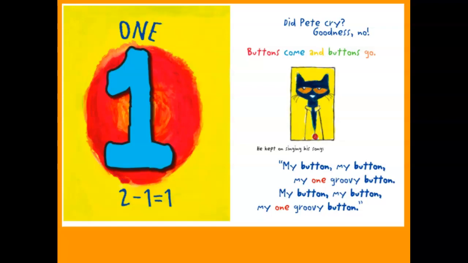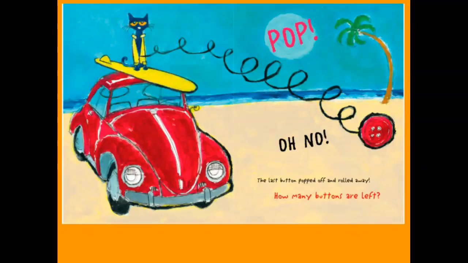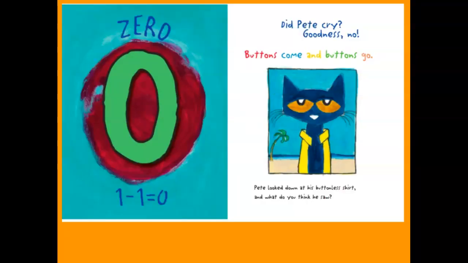My button, my one groovy button. Pop! Oh no! The last button popped off and rolled away. How many buttons are left? 0. 1 take away 1 equals 0. Did Pete cry? Goodness no! Buttons come and buttons go.